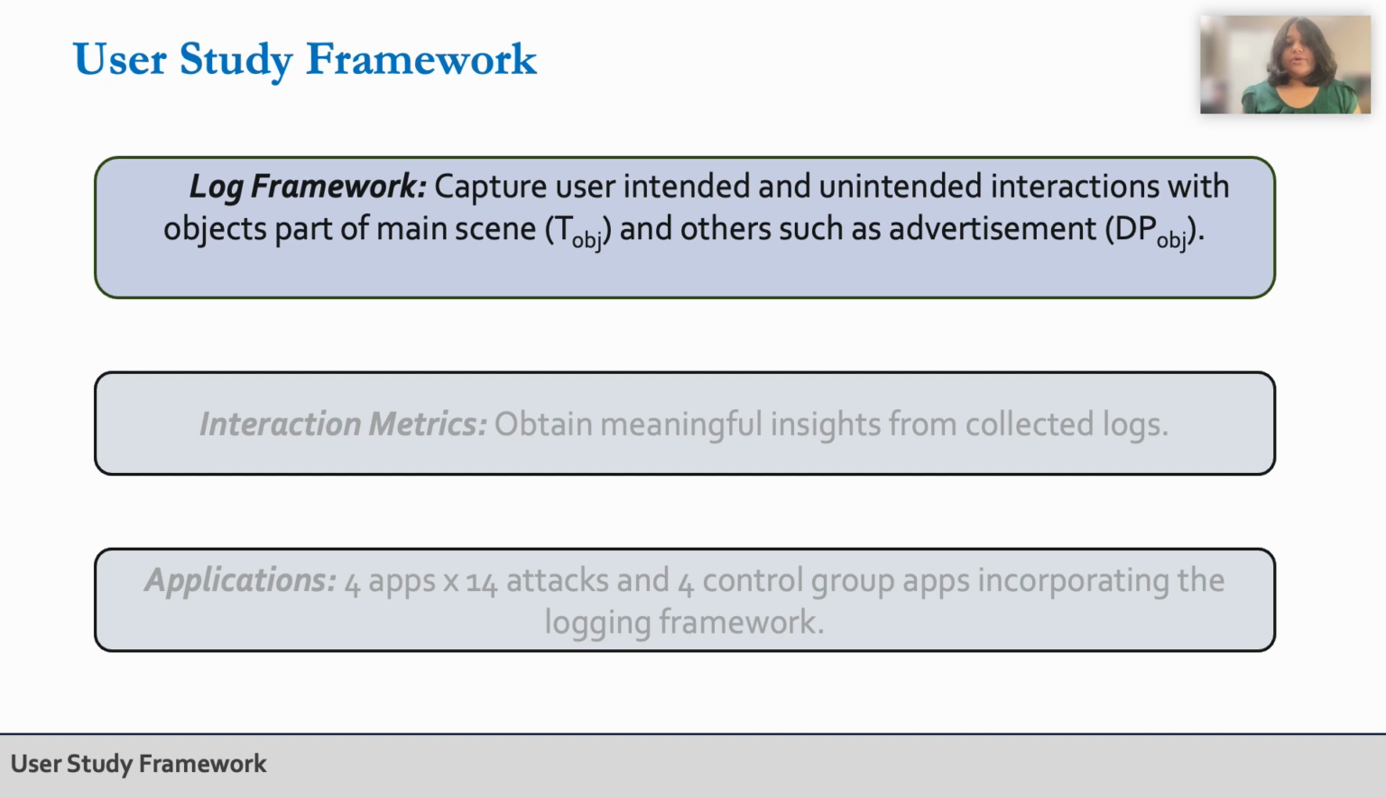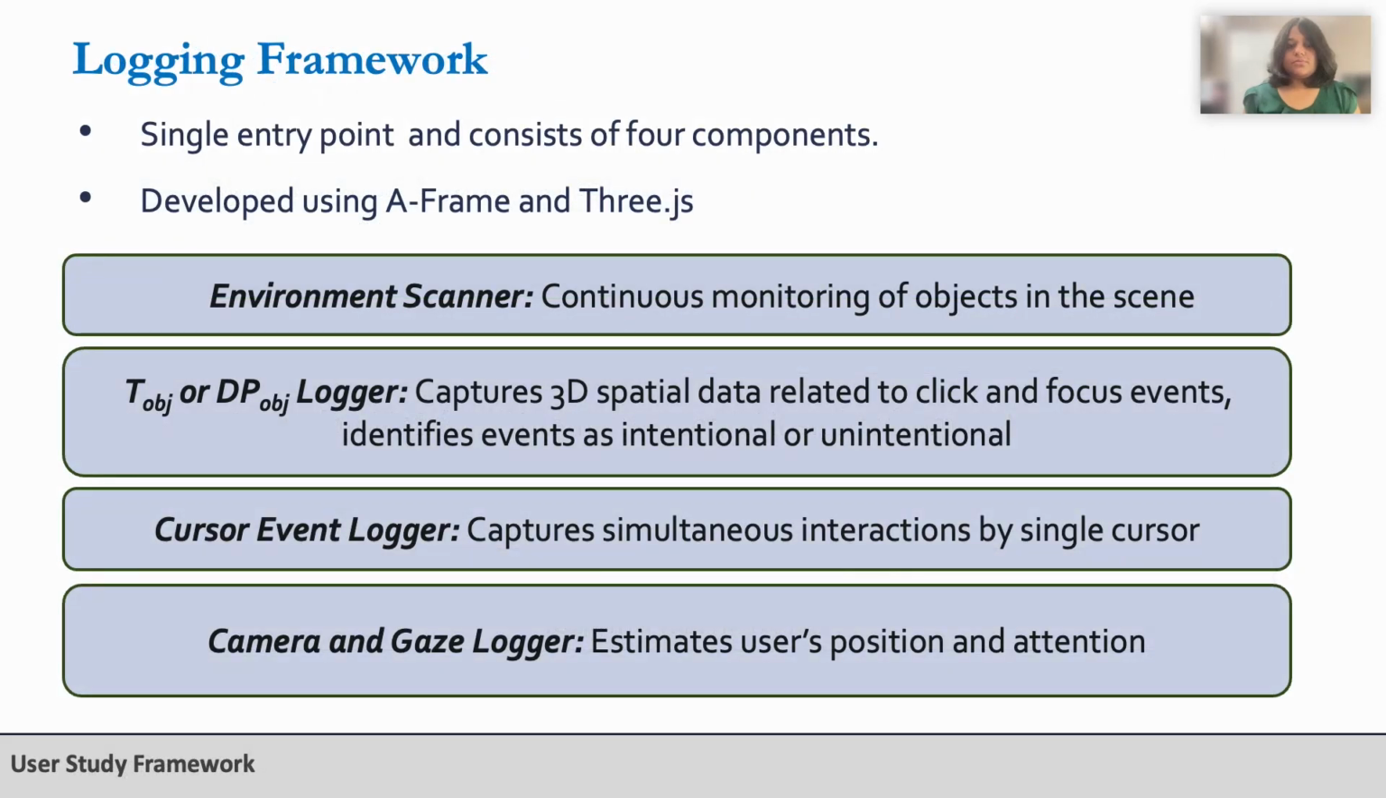The logging framework is used to capture detailed event information and also identify intentional and unintentional interaction with the main scene objects and the advertisements. We developed the logging framework with a single entry point, and it consists of 4 components. We developed the framework using iframe and Three.js. Let's now discuss the 4 components of the logging framework.